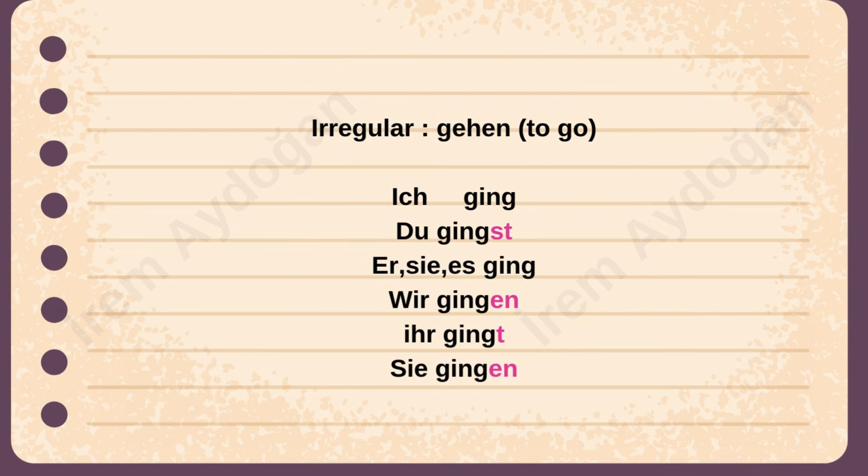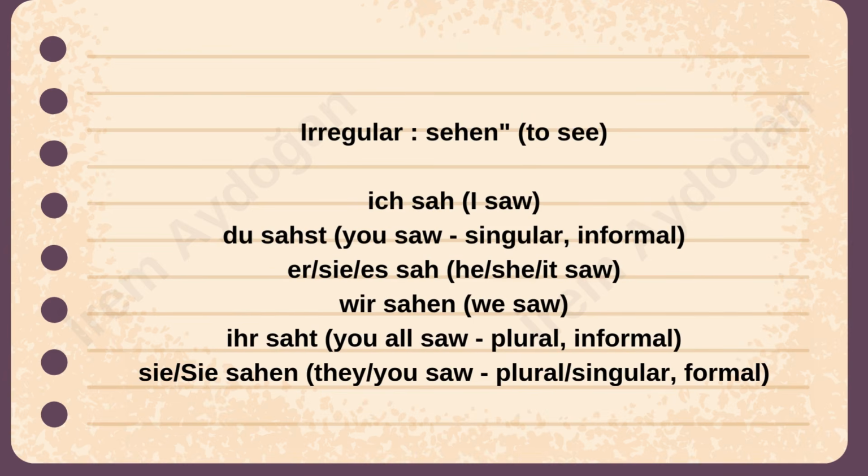And the irregular ones, I'm gonna give you the irregular verbs list, but first we will check together. Ich ging, du gingst, sie/er/es ging, wir gingen, ihr gingt, sie gingen. Sehen, it means see. Ich sah, I saw, du sahst, sie/er/es sah, wir sahen, ihr saht, sie sahen.